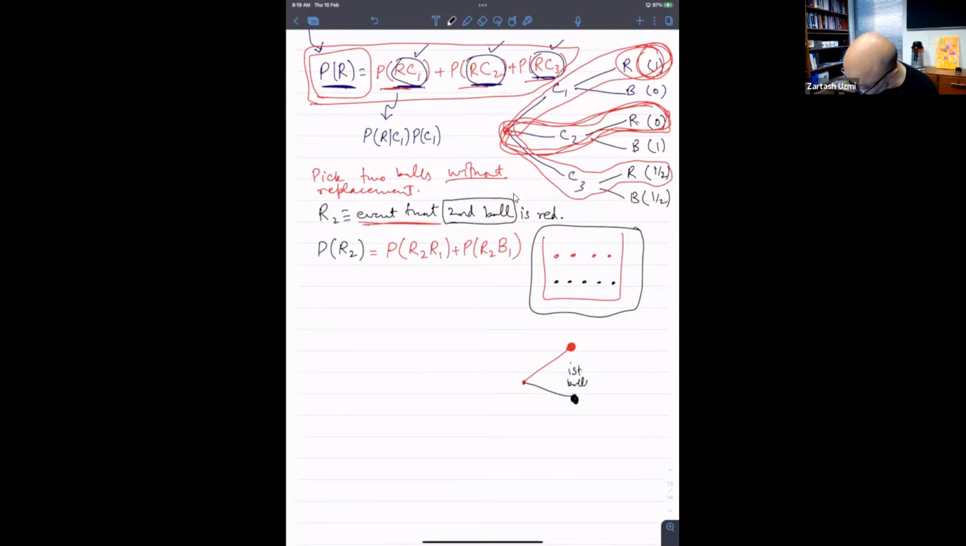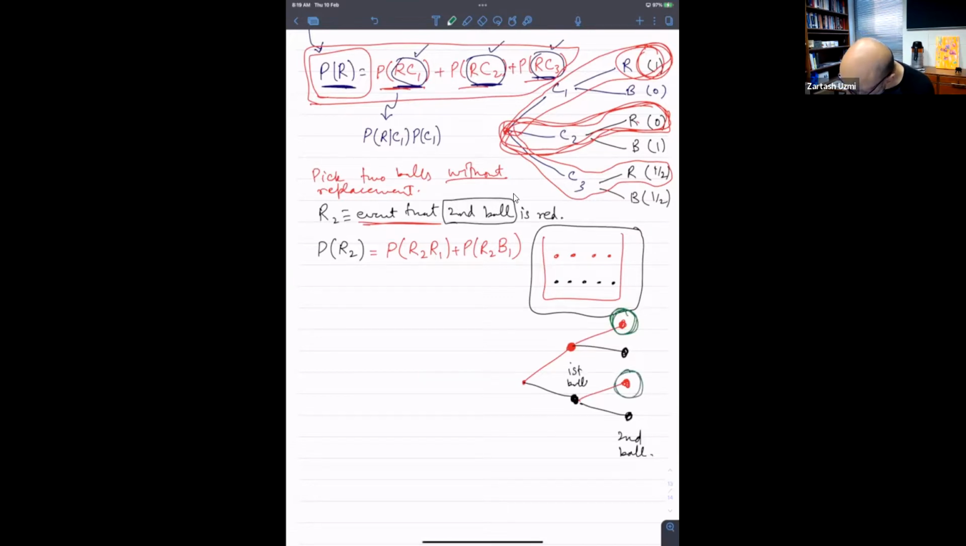And once you pick the second ball after you have picked the first ball, the second ball can also be either red or black. So this is your second ball. Now I am asking the question: what is the probability that the second ball is red? Note that the second ball is red here too, which I have circled in green.